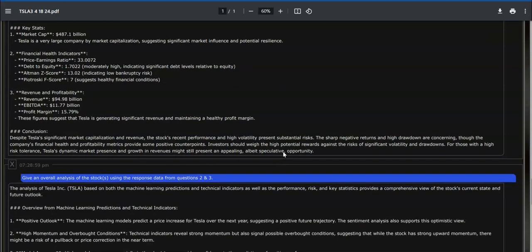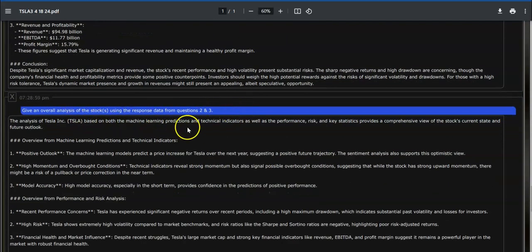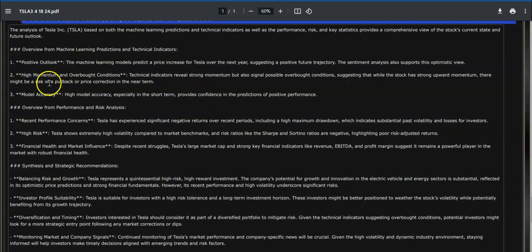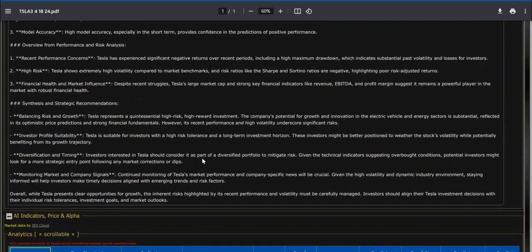So now we have outputs for both AI machine learning, and we also have outputs here for more of the mainstream investment analysis of Tesla stock. We're going to combine the two with the fourth question to give an overall analysis of the stocks using the response from the questions 2 and 3 above. And now we get a combination of looking at both AI machine learning and mainstream analysis of Tesla stock, what it means, and then what the overall conclusion is.